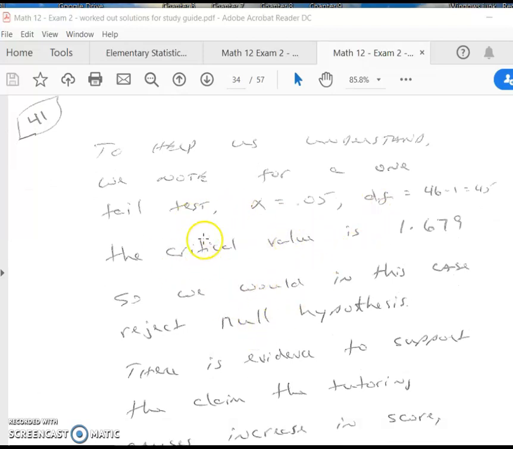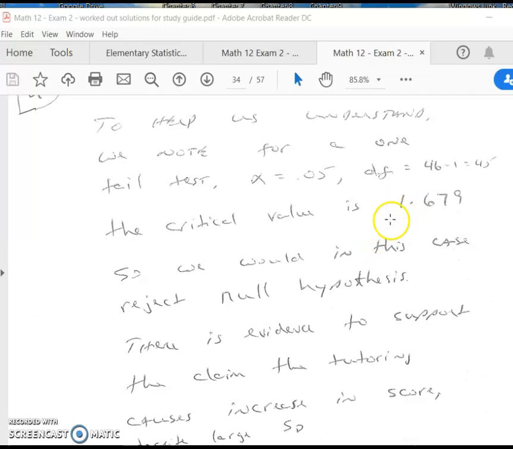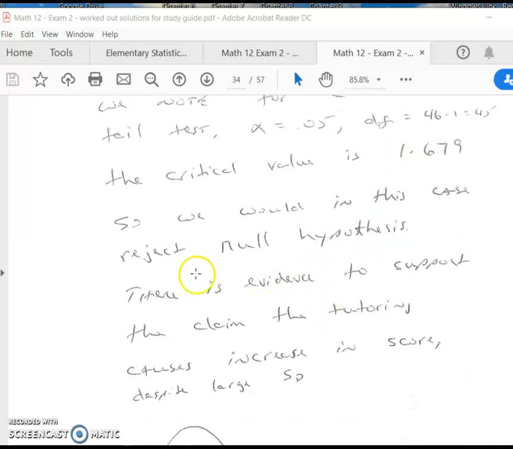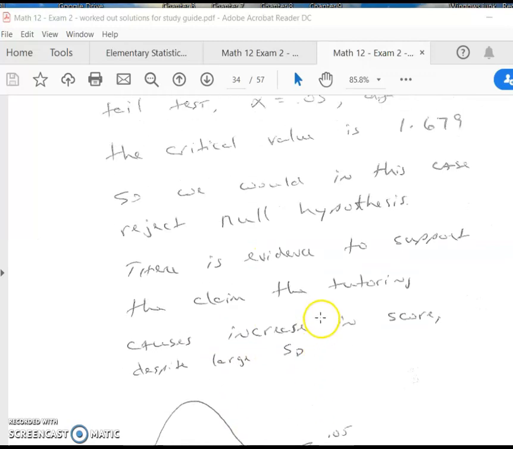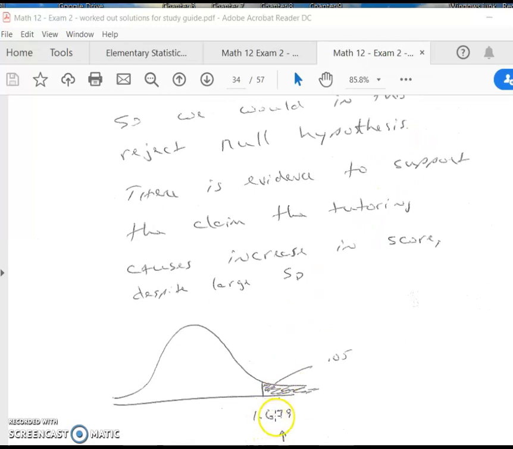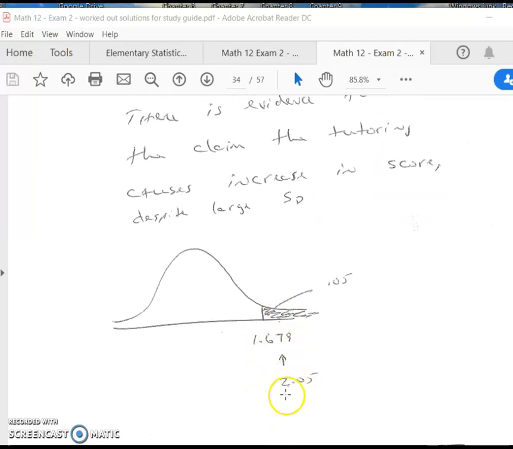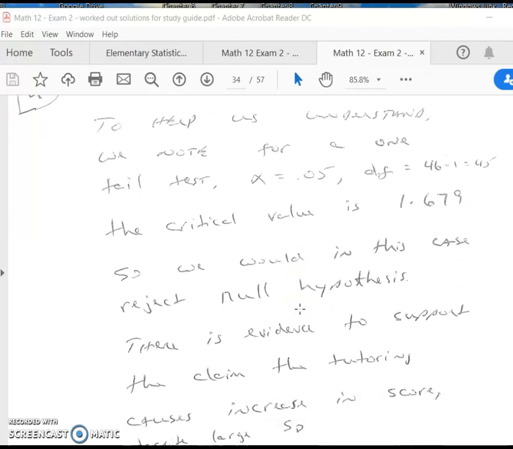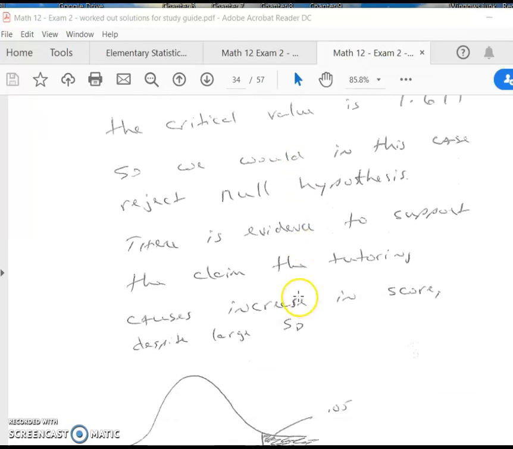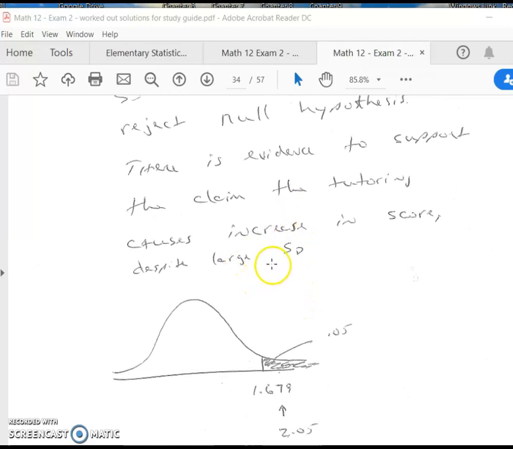We'll make up a problem. A one-tailed test. Alpha is equal to 0.05. The degrees of freedom is 45, since the number of people in the experiment was 46. I look up on my table and the critical value is 1.679. So in this case, we would reject the null hypothesis because the critical value is 1.679, and the test value that we calculated was 2.05. That's over here in the reject region. This is all in the email that I sent you. I hope it helps you understand this. That's the kind of problem that you would be responsible for on the exam.